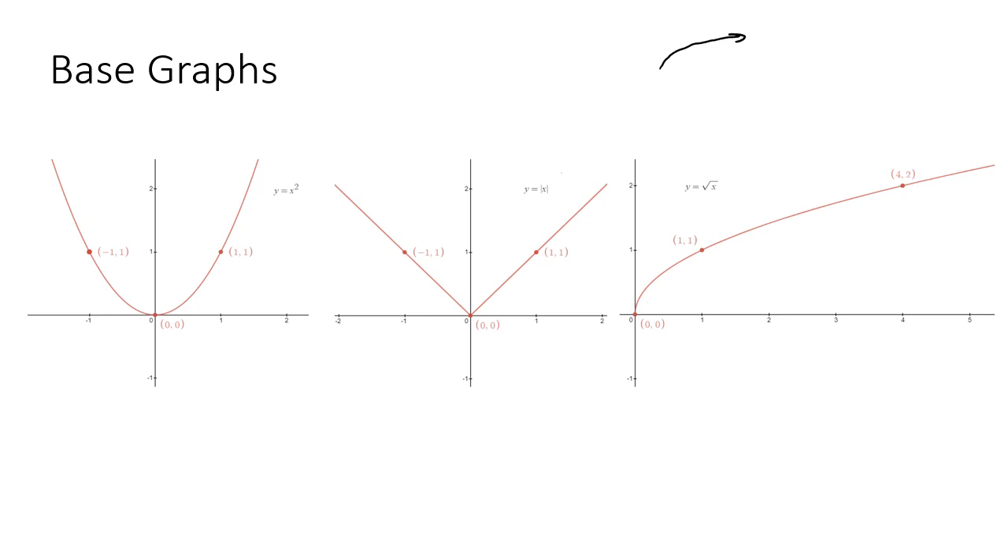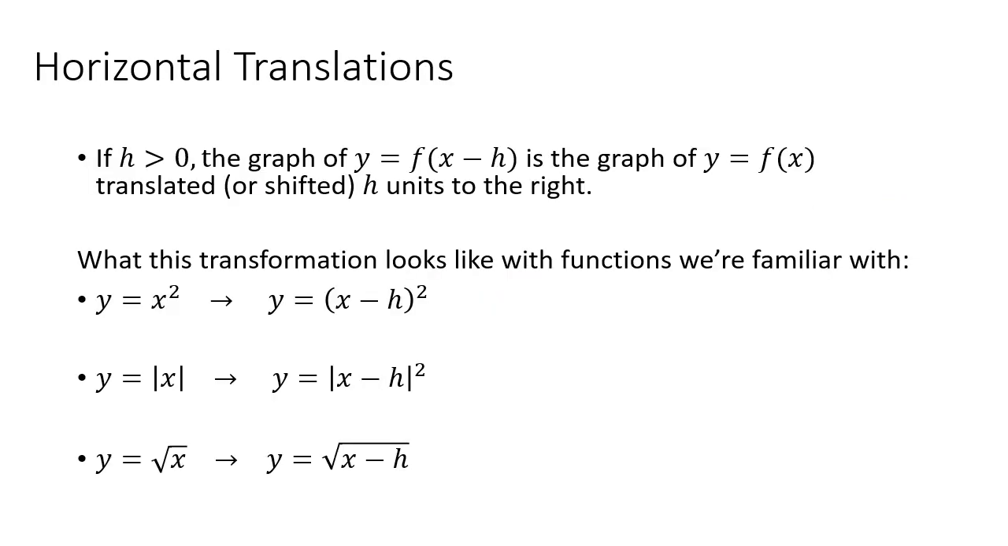All right, so now that we've taken a look at these three base graphs again, let's start introducing the effect those three letters have on our base graphs. So the first letter that we're going to take a look at is the one that is tangled up inside of the function with x, the h. And so if h is positive, then the graph of y is equal to f of x minus h, minus sign built into the formula, that's going to be important, is the graph of just the base graph f of x translated or shifted h units to the right. So it pushes it to the right.